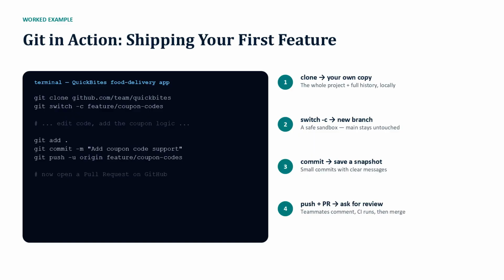Add coupon code support. Finally, git push uploads your branch, and you open a pull request on GitHub. Your teammates review the code, the automated pipeline tests it, and one click merges it in. That exact loop: branch, commit, push, review, merge, is what professional developers do every single day.